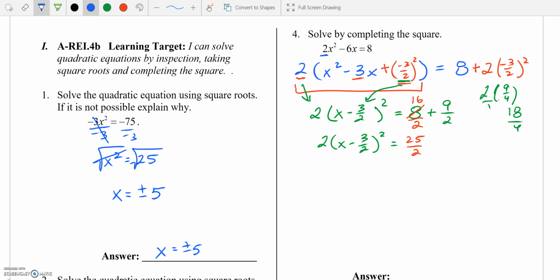Now I can start to solve it. Very similar to number 3, I need to get rid of the square. Also need to get rid of this 2 and what's inside the parentheses. I'm going to start with the 2 that's out front. I'm going to divide both sides by 2.